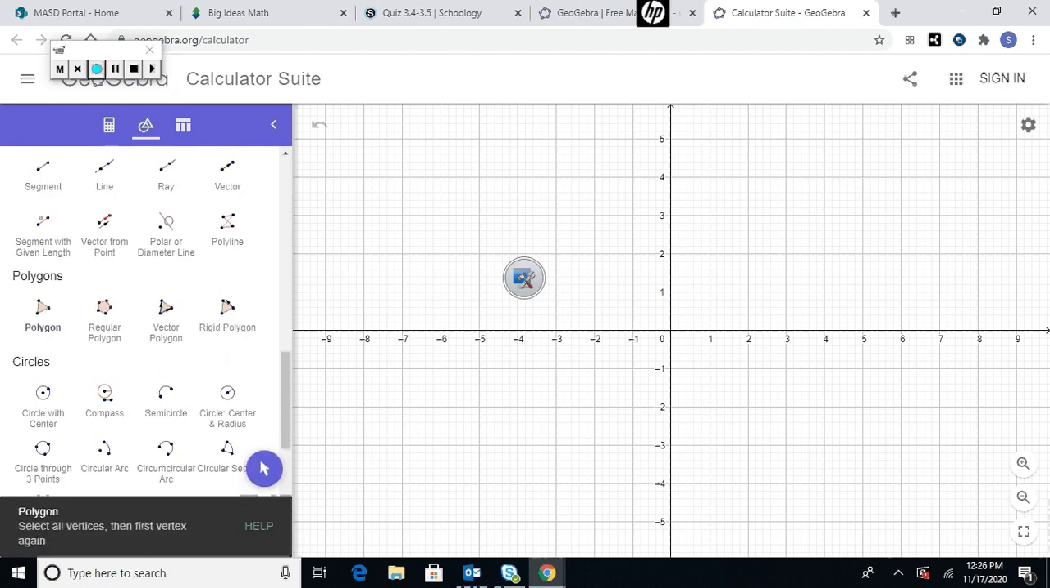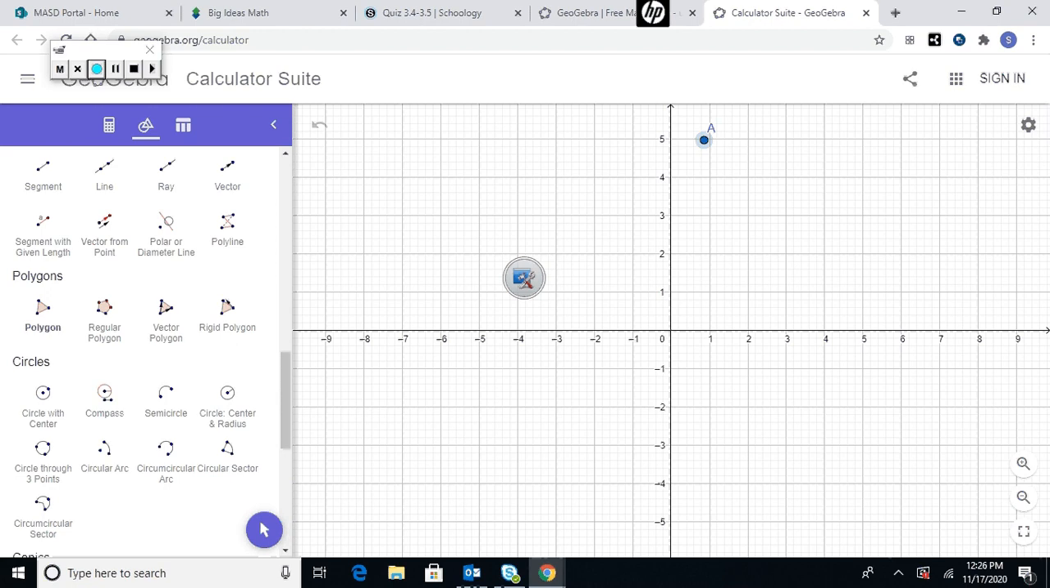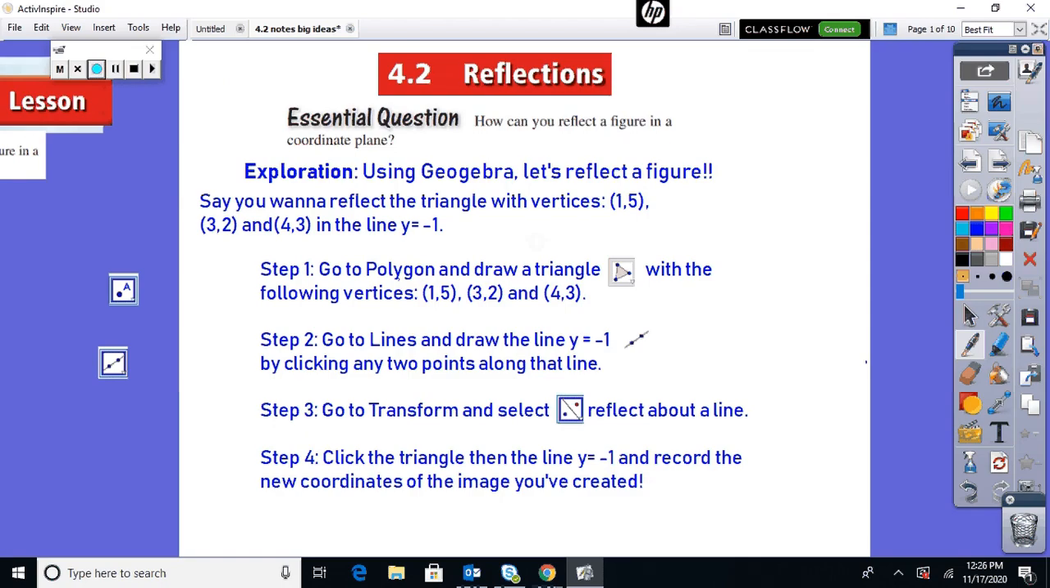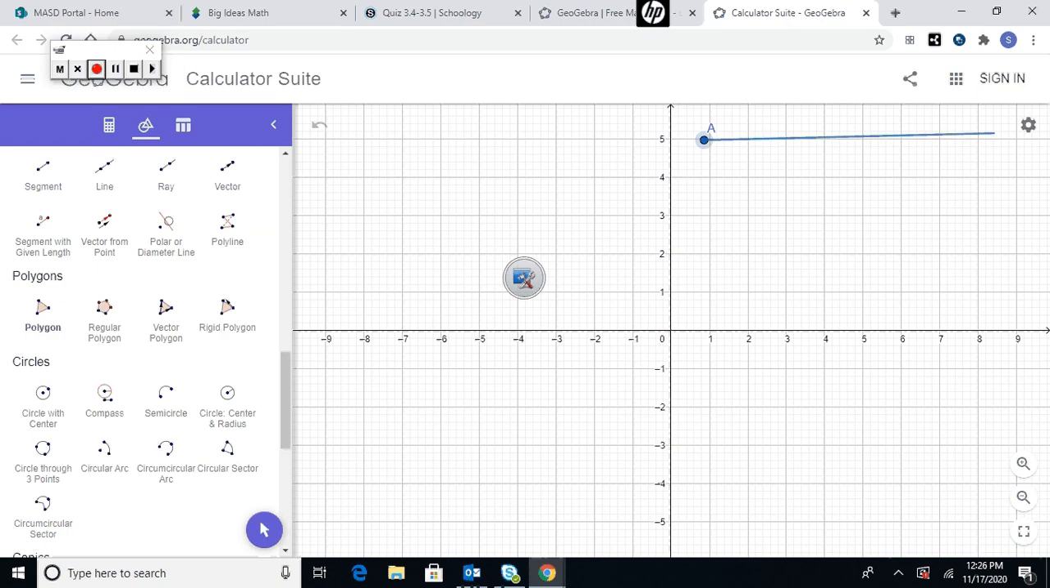Polygon. 1, 5, 3, 2, 4, 3, 1, 5. There we go. And then we want to reflect this in the line y equals -1.